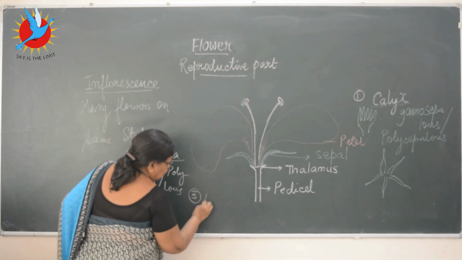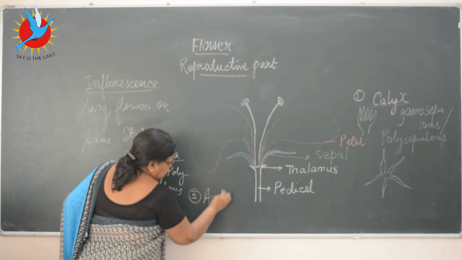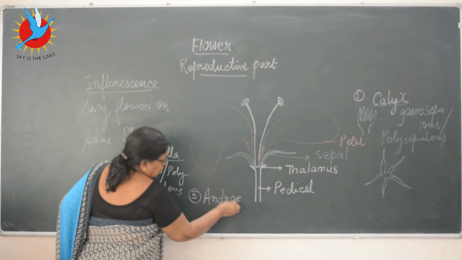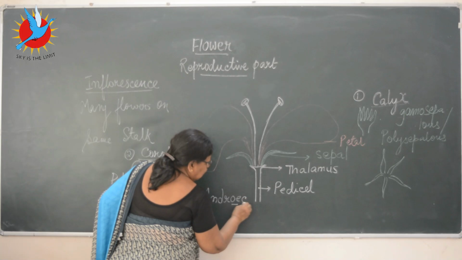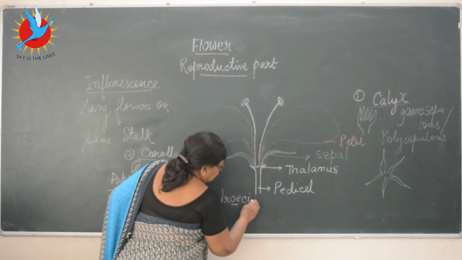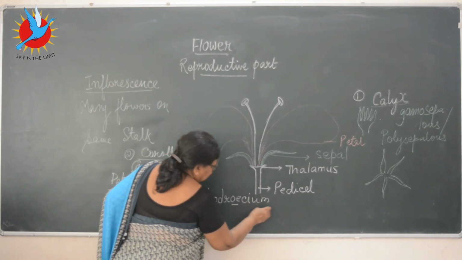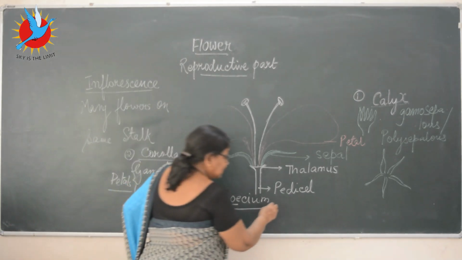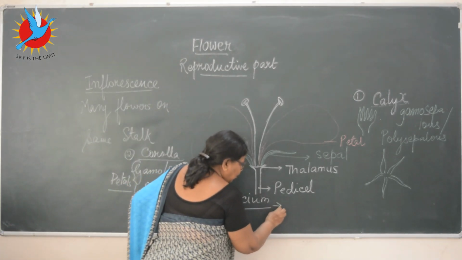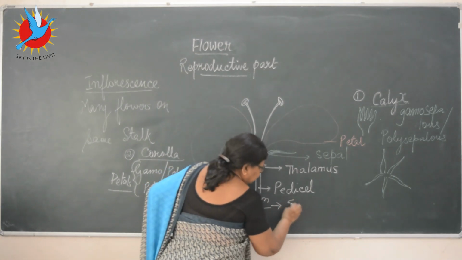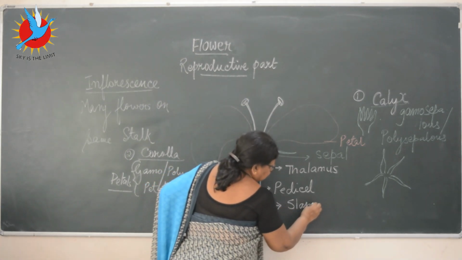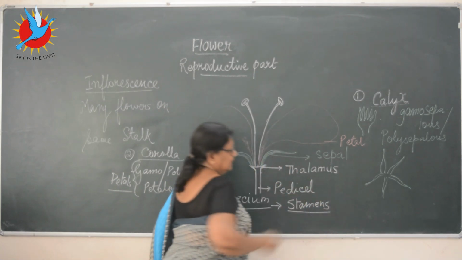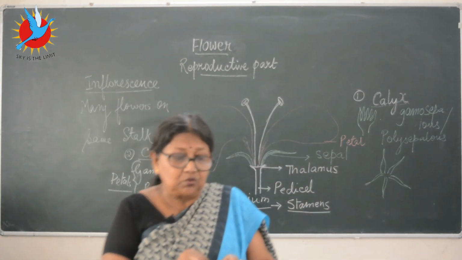Third whorl is called androecium. This you have to learn: A-N-D-R-O-E-C-I-U-M. Androecium. This is the third whorl, and it is made out of stamens. Now each one is one stamen.